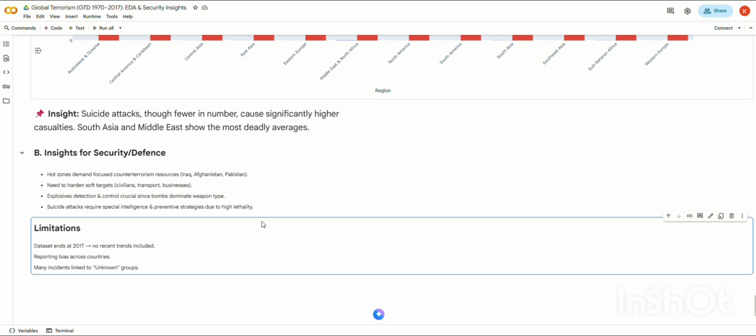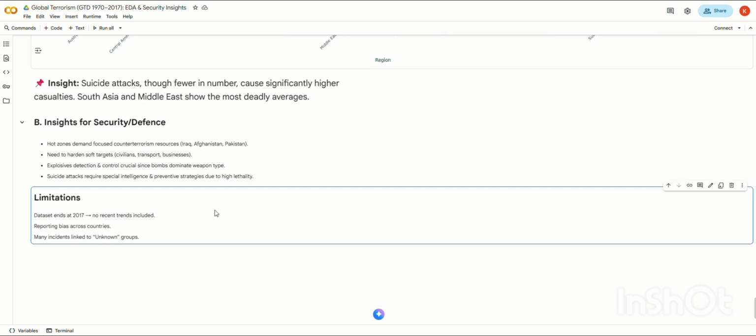Just remember that this data has a few limits. It only goes up to 2017, so it doesn't show what's happened since. Also, some countries might not report attacks as well as others, and a lot of attacks were done by unknown groups, which makes it harder to track them.